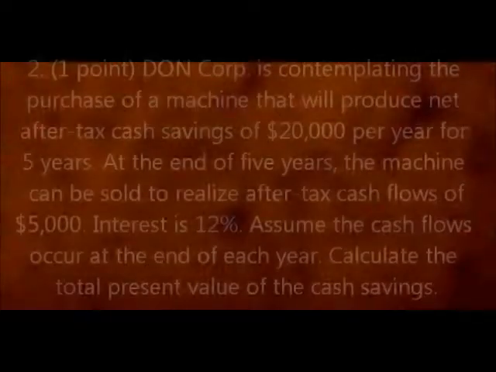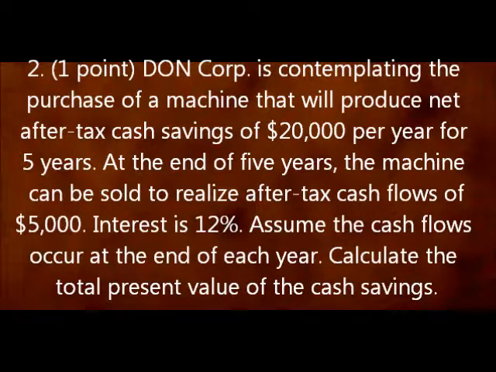Park's Accounting 301 class, Intermediate Accounting Part 1, and we're about to demonstrate question number 2 of the Chapter 6 homework. Now, Dawn Corporation is contemplating the purchase of a machine that will produce net after-tax cash savings of $20,000 per year for 5 years. At the end of 5 years, the machine can be sold to realize after-tax cash flows of $5,000. The interest is 12%. Assume that the cash flows occur at the end of each year, and our objective is to calculate the total present value of the cash savings.